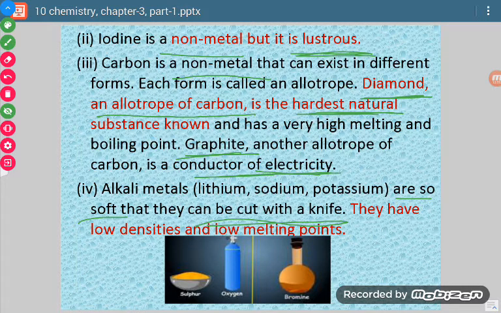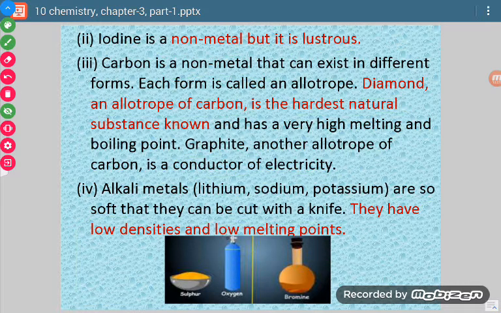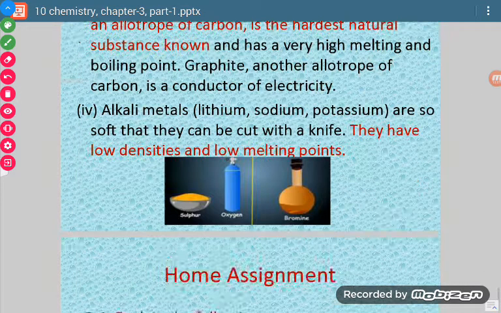Here we have shown this is sulfur powder, yellow in color. Oxygen gas is taken in this cylinder. Bromine is in a liquid state. Okay, so all these things are here.